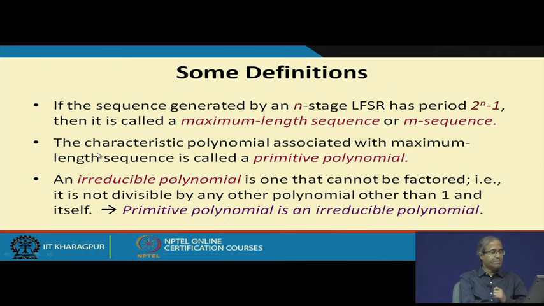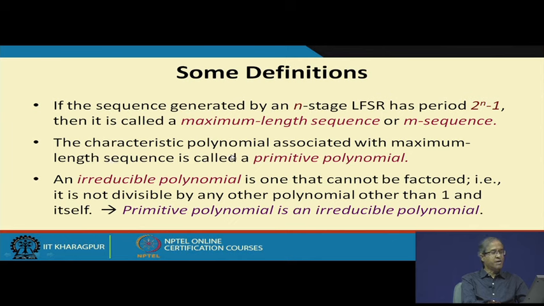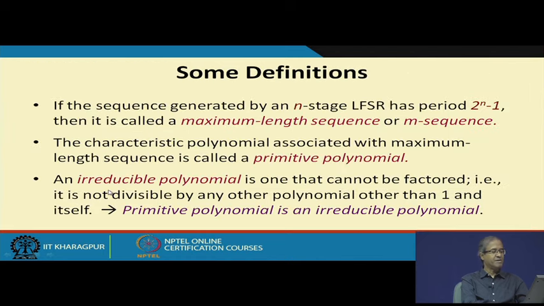Now, the characteristic polynomial, like in this LFSR, the tapping points define the characteristic polynomial. So, the characteristic polynomial which generates an M sequence is called a primitive polynomial. For this example, this was a primitive polynomial, that is why 15 patterns were generated. There is another definition: an irreducible polynomial is a polynomial which cannot be factored. Now, a primitive polynomial is a type of irreducible polynomial.